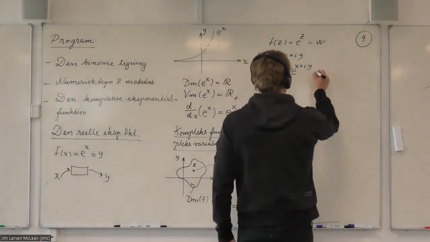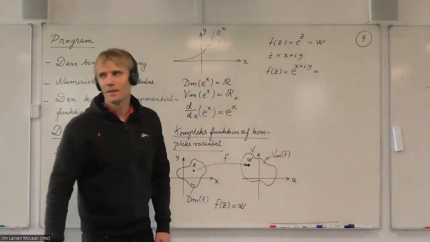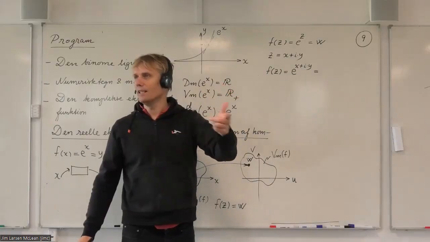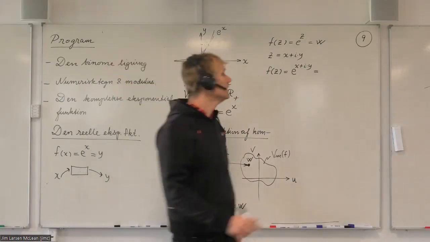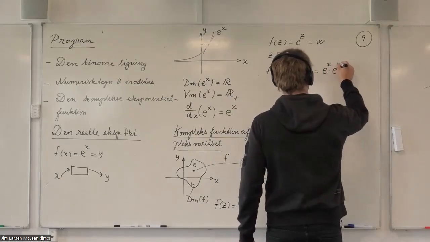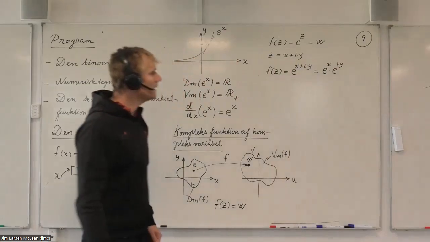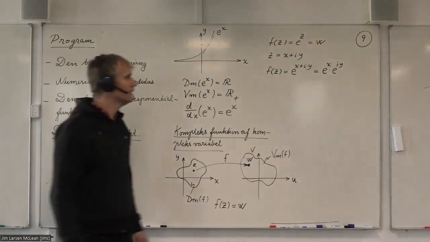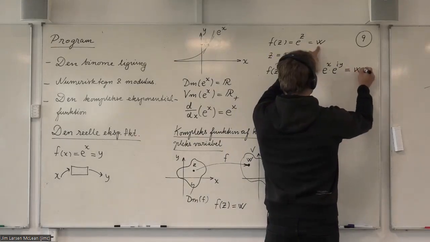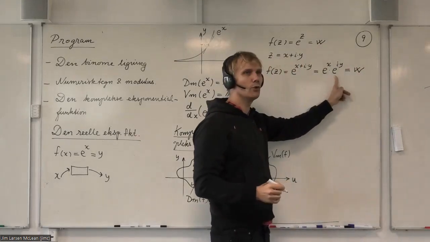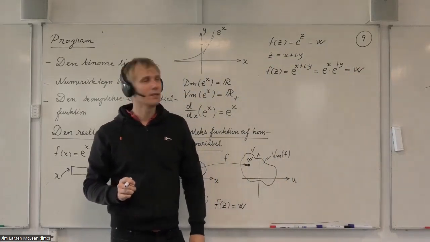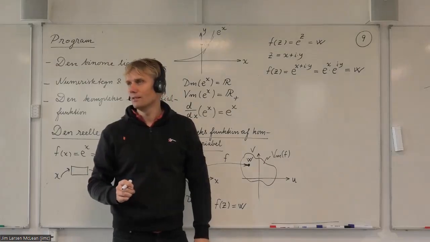And this can be rewritten in a clever way, because e raised to something plus something else is e to the one times e to the other, if we use the power rules. So this can be rewritten as e to the x times e to the yi. And we can interpret what kind of number that is. This number here is the output w. However, we can say even more than that. By looking here, we can determine two things about w. We can describe the magnitude of w, and we can also describe the argument of w.